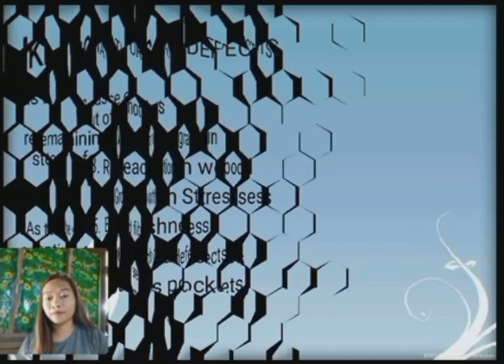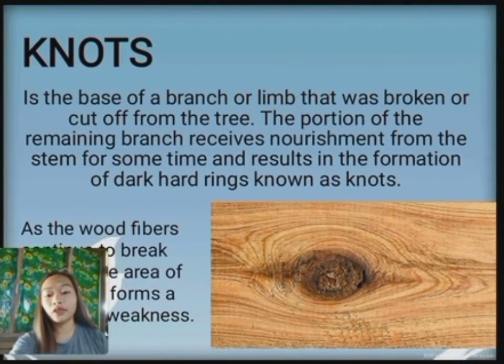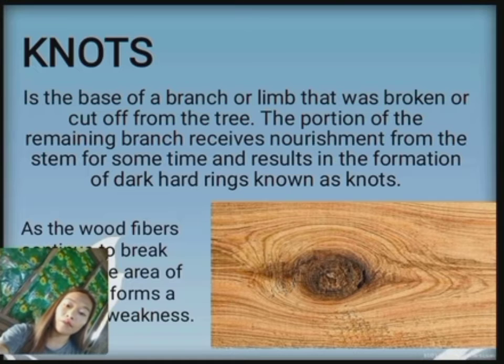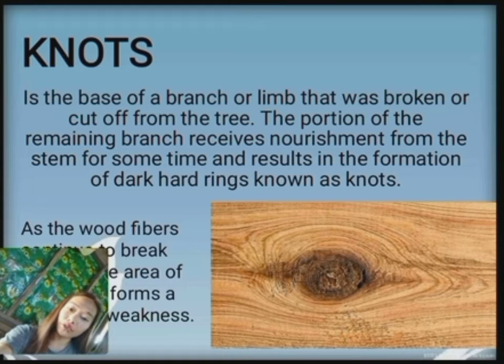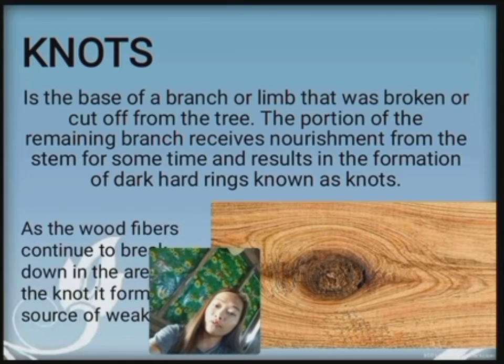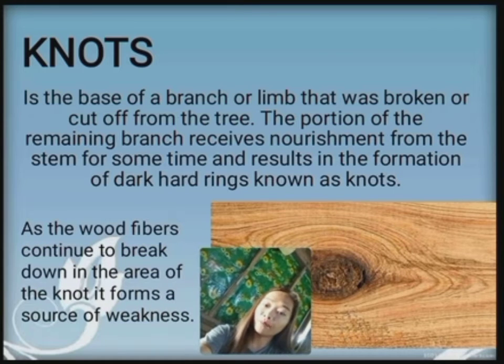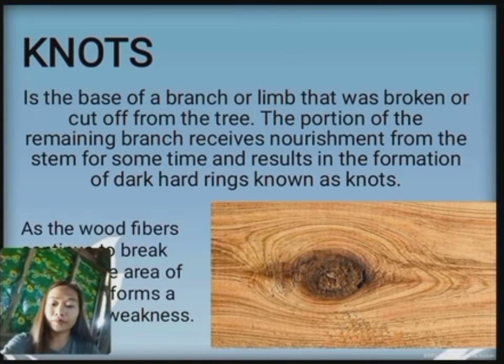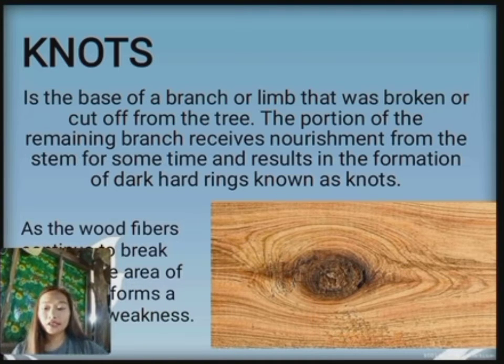So what are knots? A knot is the base of a branch or limb that was broken or cut off from the tree. The portion of the remaining branch receives nourishment from the stem for some time and results in the formation of dark hard rings known as knots. As the wood fibers continue to break down in the area of the knot, it forms a source of weakness. As you can see in the picture, these dark colored rings are known as knots. A knot marks the position of growth of a branch of the tree.